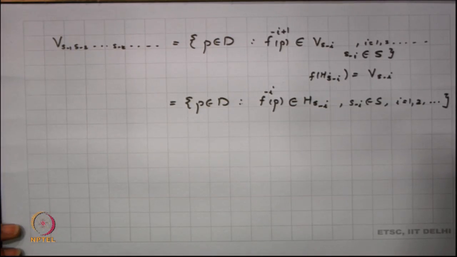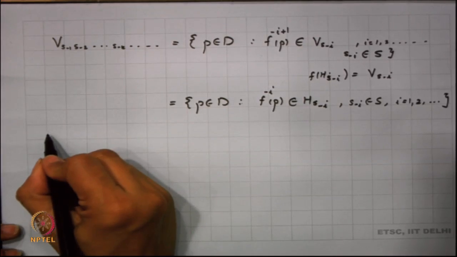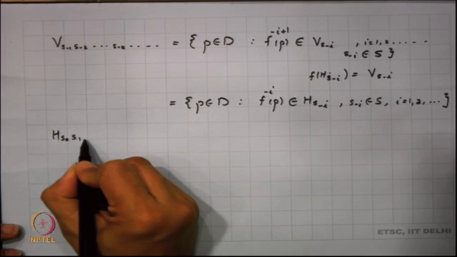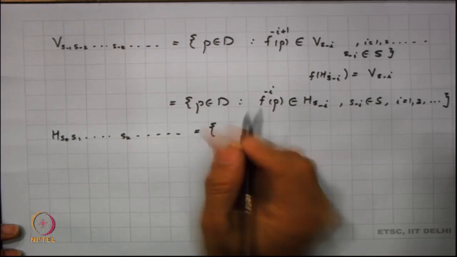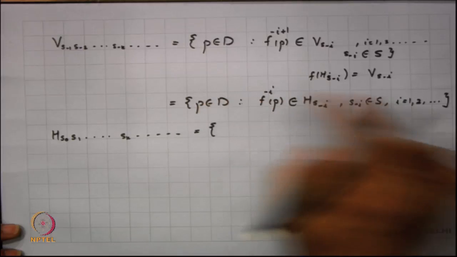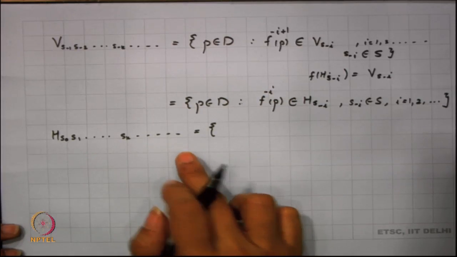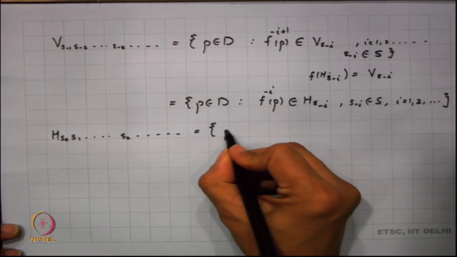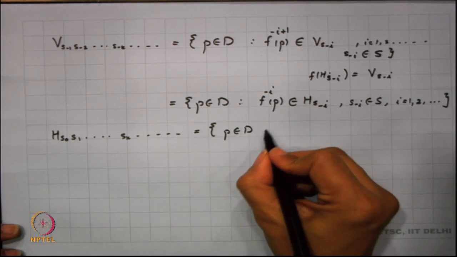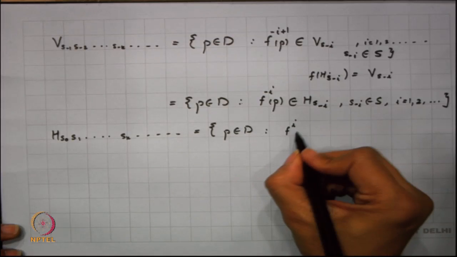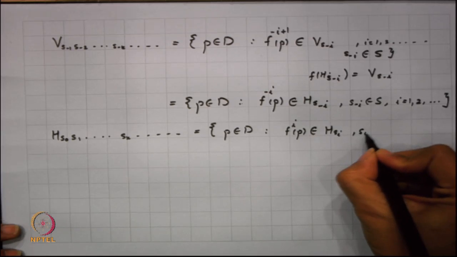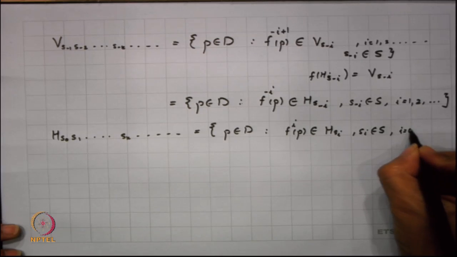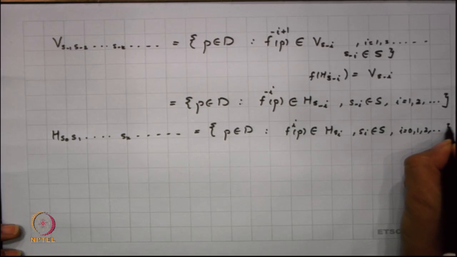Now, I can easily say what my point P is, and we already know what H_{s0, s1, ..., sk} is. So this is my vertical line, which I can now give this representation, and this is my horizontal line. We already know what representation it has. It is the set of all p in D such that f^i(p) belongs to H_{s_i}, again where s_i belongs to S, and i varies over 0, 1, 2 and so on.